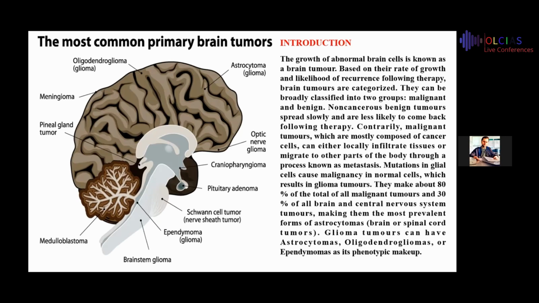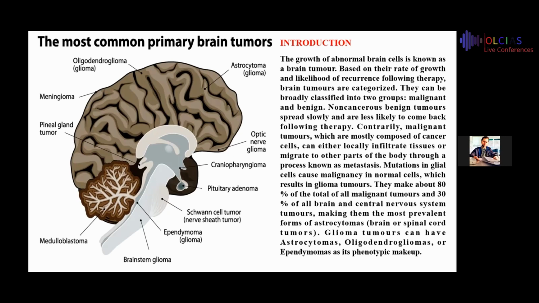So the introduction goes like this: the growth of abnormal brain cells is known as a brain tumor, basically. Based on the rate of growth and likelihood of recurrence following therapy, brain tumors are categorized. They can be broadly classified into two groups, malignant and benign. Non-cancerous benign tumors spread slowly and are less likely to come back following therapy. Contrarily, malignant tumors, which are mostly composed of cancer cells, can either locally infiltrate tissues or migrate to other parts of the body through a process known as metastasis.